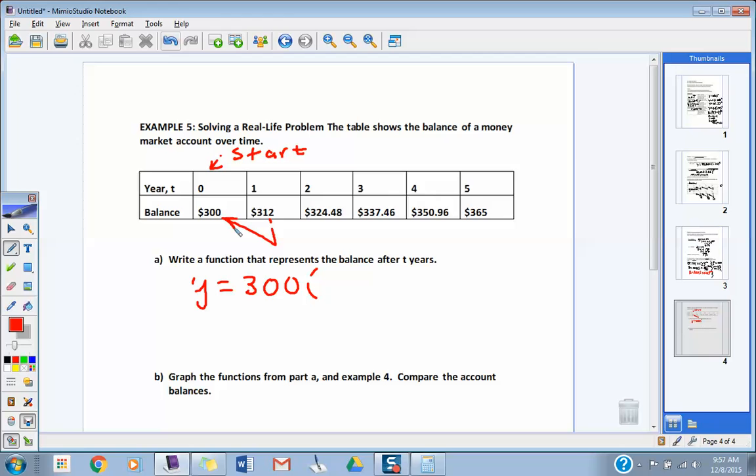Yeah, take 312 and divide it by 300. What is that value? Somebody punch up 312 divided by 300 for me. 1.04. So this problem right here, what percent interest are we earning here? 1.04. What percent are we earning? 4%. In the last example, we were getting 3% compounded monthly. Here we're getting 4% annually. Okay, so this would be the function right here, 300 times 1.04 to the t power.